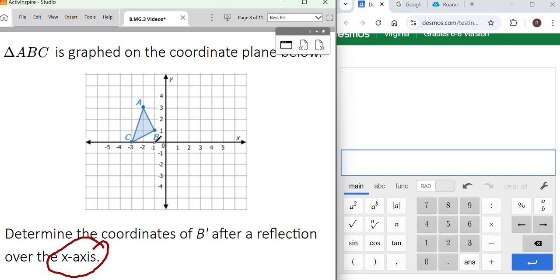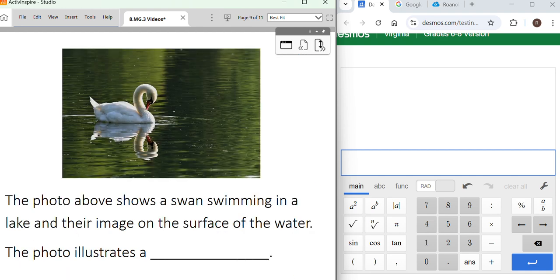We're going to go 1 to the x-axis, and we are going to reflect 1 over it. So that means my coordinates for B prime are -1, -1. Okay? All right, let's go on to the next one.